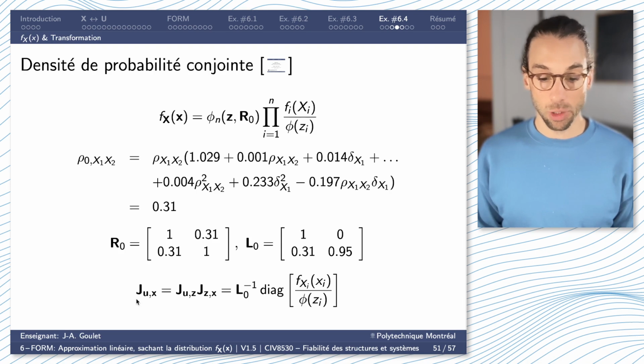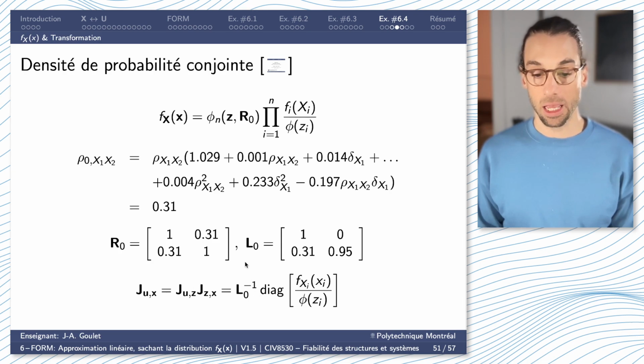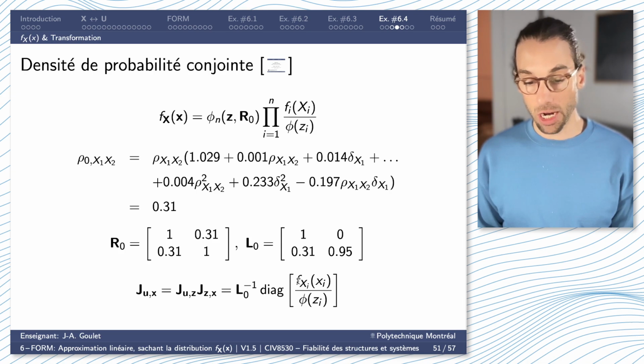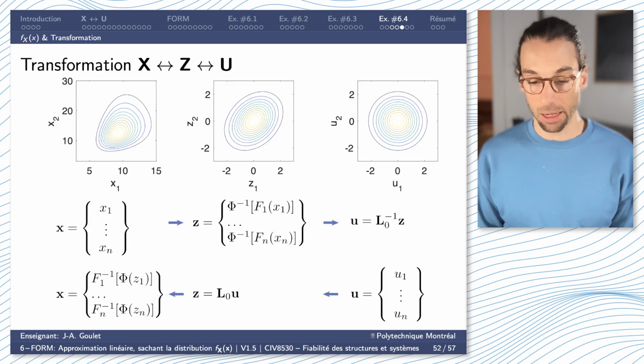So the Jacobian between U and X, the standard normal space and the original space, is going to be the product of the two Jacobians. So the inverse of my Cholesky decomposition times the diagonal matrix, which represents the Jacobian between Z and X. So the ratio of the PDF for Xi and the standard normal PDF of Zi.